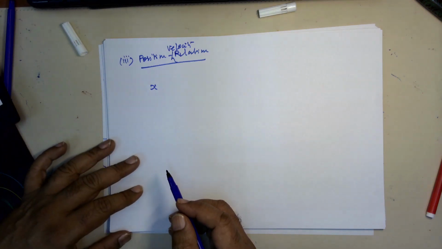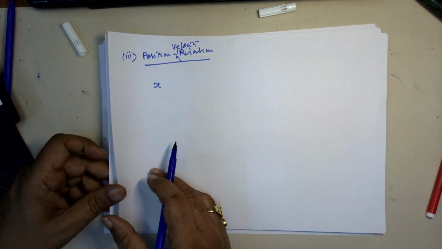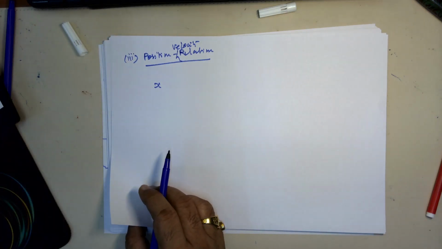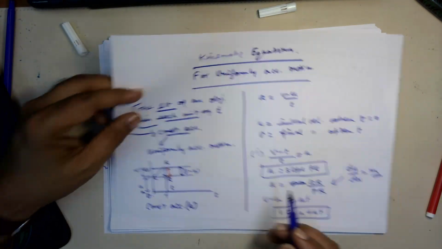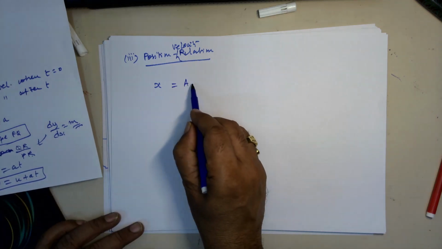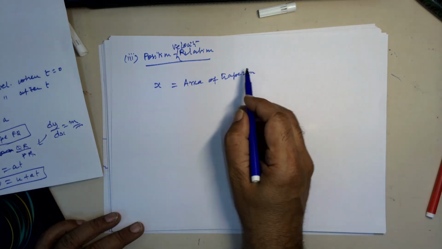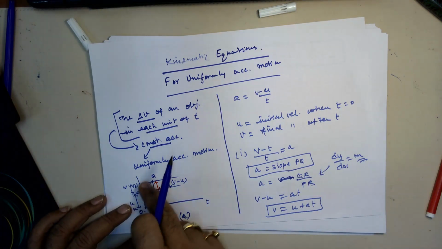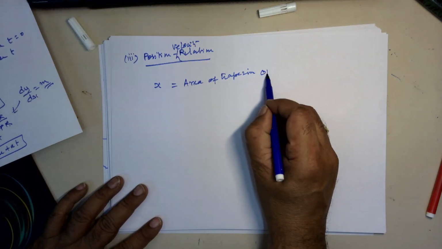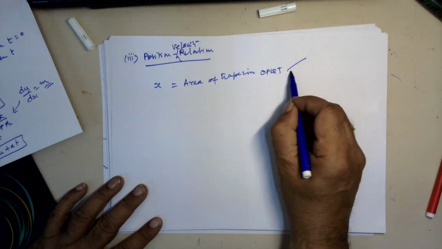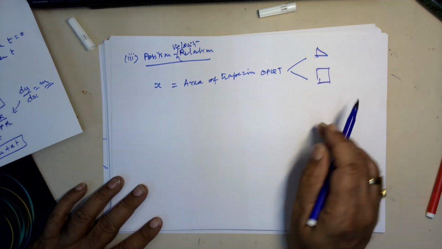Which is nothing but x. And this is the area of what? The area below the slope. So this is a kind of OPQT trapezium, right? So this is the area of the trapezium OPQT. And this OPQT consists of one triangle and then one rectangle.